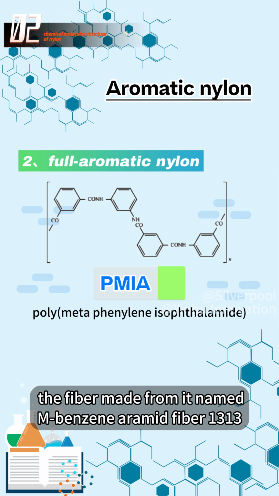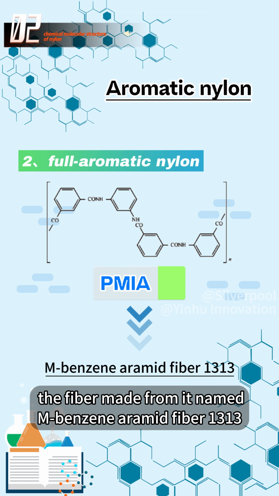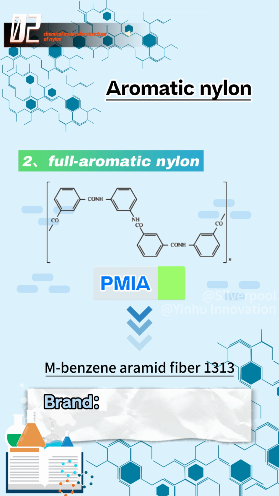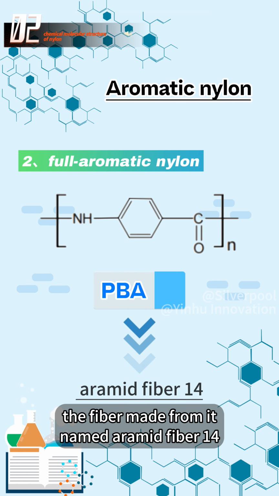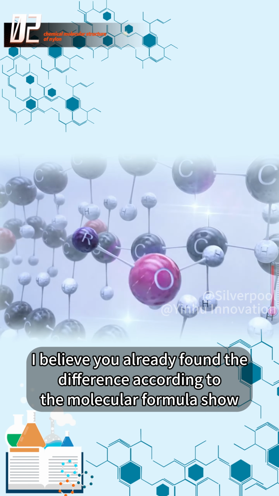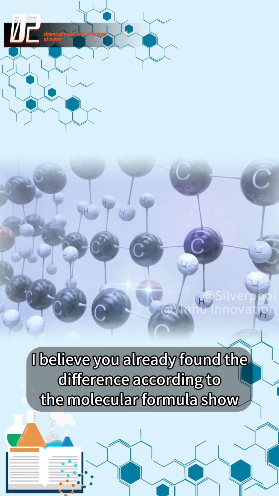PMIA, the fiber made from it is named m-benzene aromatic fiber 1313, with brands like Nomex, Teijinconex, Conex. PEA, the fiber made from it is named aramid fiber 14. I believe you have already found the difference according to the molecular formulas shown.